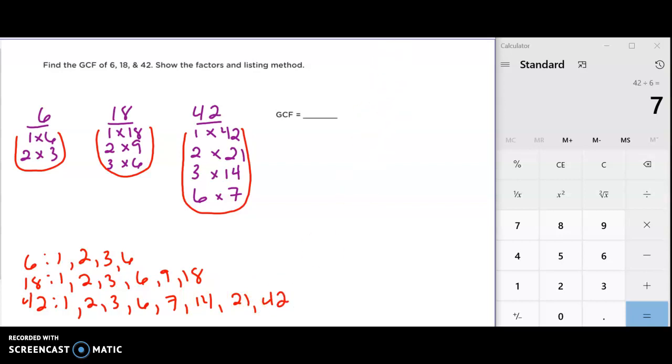All right, let's find the numbers in common. We have a 1 in common. We have a 2 in common. Oh, look, there's 3s. It's got to be all of them, okay? And they have a 6 in common. Anything else in common? No. And so what is your greatest common factor? Your greatest common factor is 6.